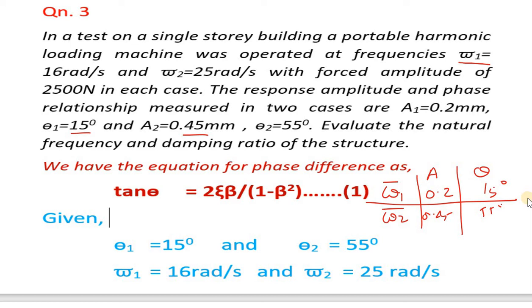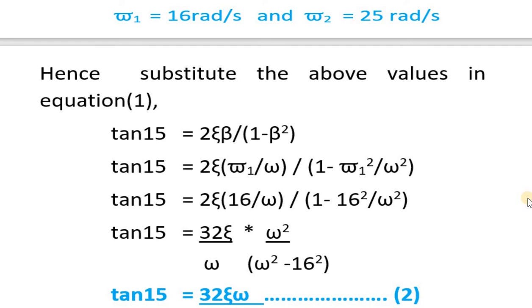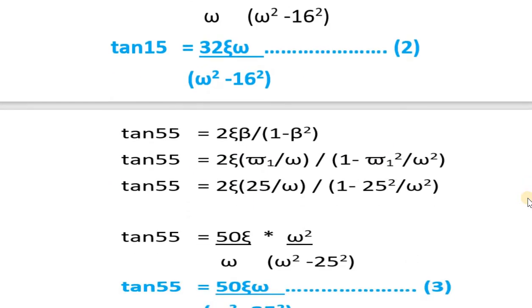What do I need to find out? Natural frequency and damping ratio. The damping ratio is beta. So you need to understand this, which we studied: tan phi is equal to 2 theta beta by 1 minus beta square. Now I have two conditions, at 15 and 55 degree. Here I don't know phi, theta and beta. I have two unknowns and I can write two equations. First one in terms of 15, so I take the first condition and substitute, and I get one equation. Next I get another equation. Both theta and omega are the same.